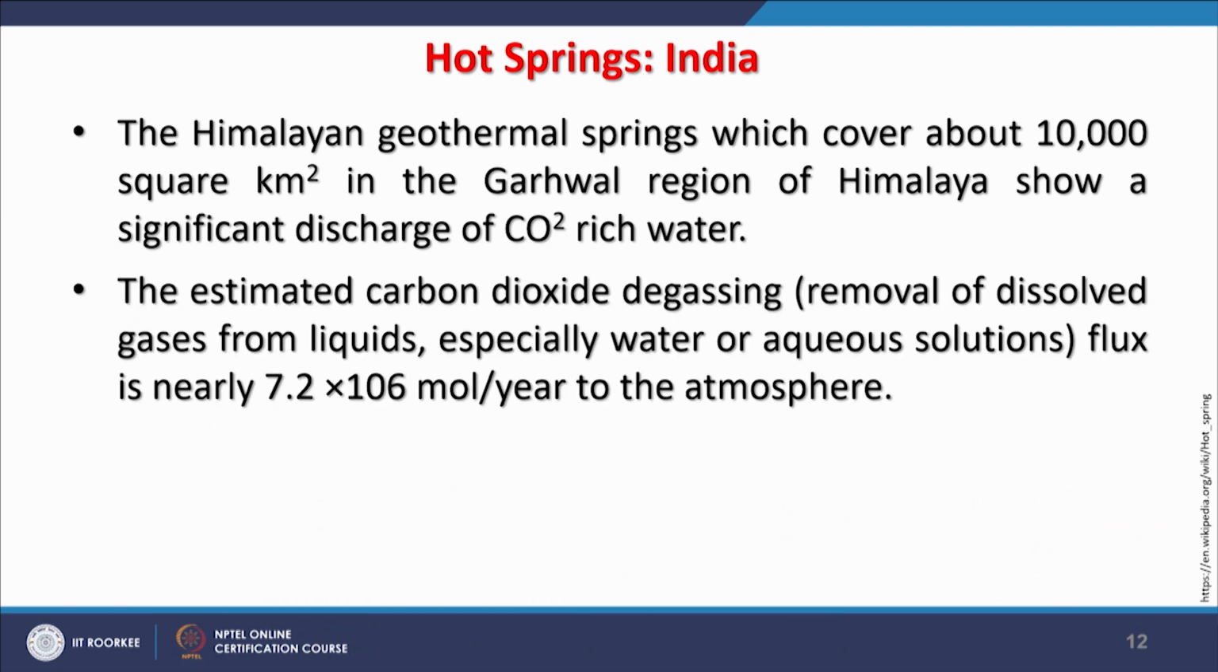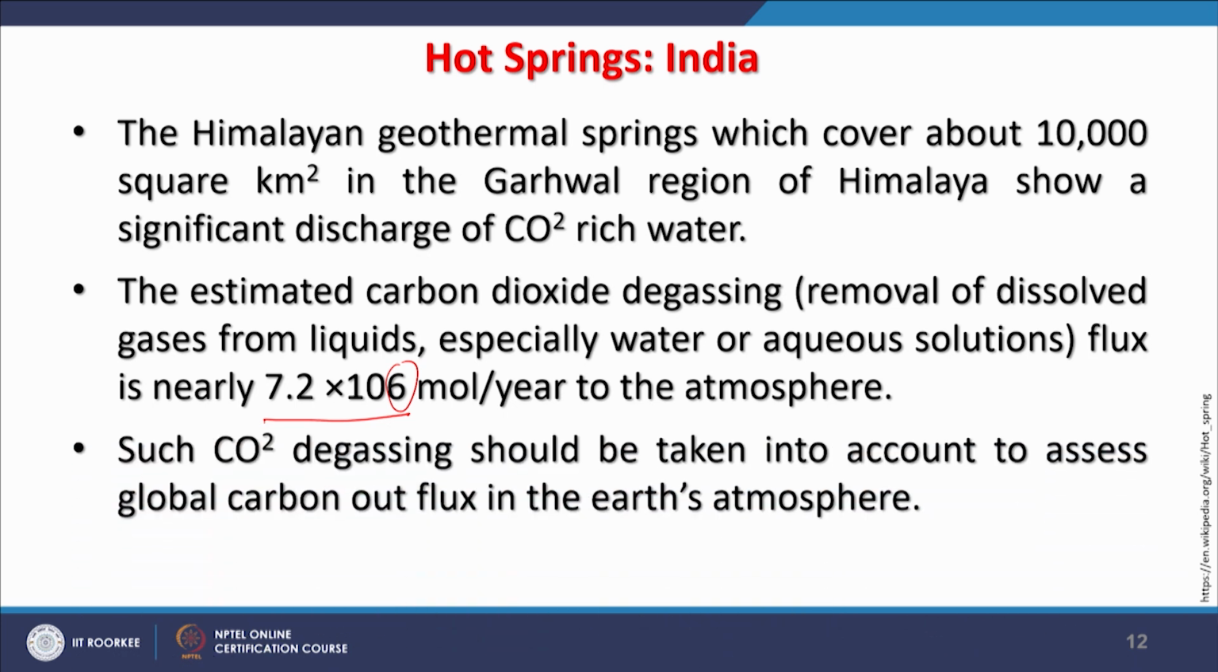But anyway, we will focus mainly in this discussion on hot springs in India, and of course in the Himalayan regions we have a large part, a 10,000 square kilometer area. Through these hot springs of Uttarakhand, this carbon dioxide degassing, or removal of dissolved gases from liquid, especially water or aqueous solutions, flux is nearly 7.2 times 10 to power 6 molecules per year to the atmosphere, which is a big supply of carbon dioxide through these hot springs.